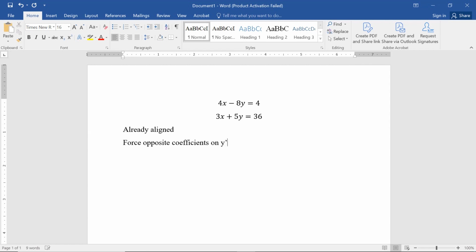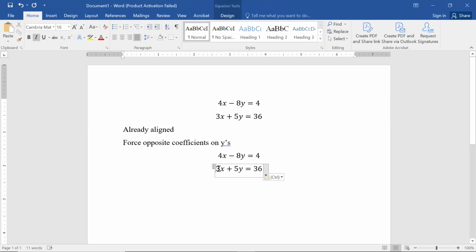I'll once again do the y's, even though, like I said, you could have done the x's first too. So I look at the coefficient of y in my first equation, that's a -8, and I put it in front of my second equation. I look at the coefficient of y from my second equation, and I put it in front of my first equation. I need to change the sign on one of these.